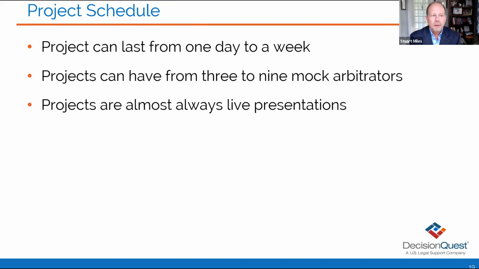We have between 3 and 9 mock arbitrators. So usually if you're going to have one arbitrator for your actual arbitration, we'll have a panel of 3 arbitrators. If you're going to have a panel of 3 arbitrators, we'll try to have 2 panels of 3 arbitrators. And the reason we want more people is if you happen to have an outlier amongst the group of arbitrators, then you don't really get some skewed data because you can balance it out with the data from the other arbitrators.